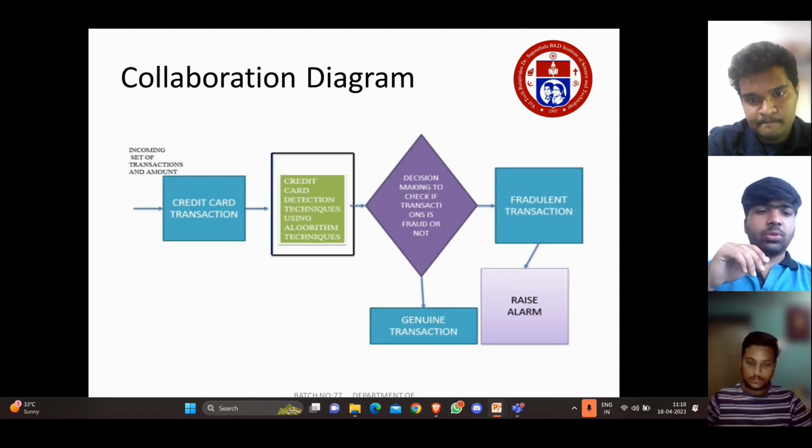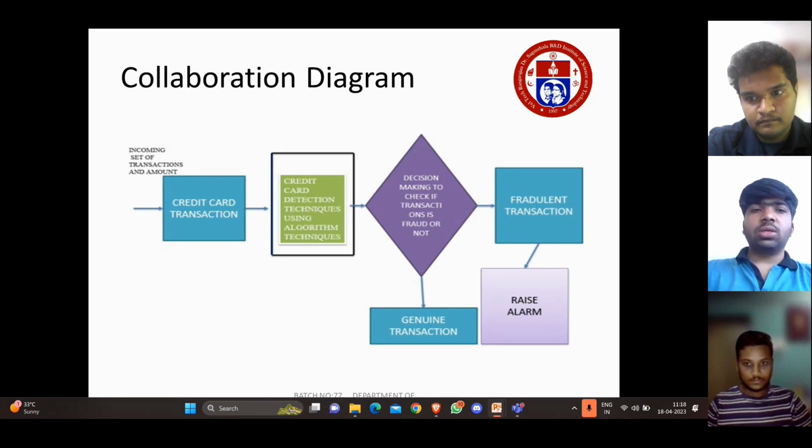The collaboration diagram goes like this: credit card transaction, credit card detection techniques, decision making, fraudulent transaction. Here, raise alarm means it will show that in a certain period we have more fraud transactions. The next diagram.